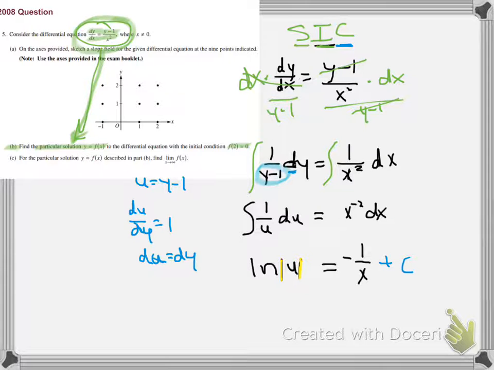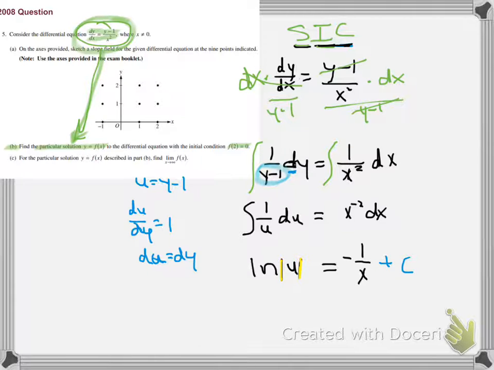So anyway, at this point, if you look at it, I've separated, I've integrated. I remembered to put my c right there on the right-hand side. So I've used that process. I kind of have my solution, right? But I need c.